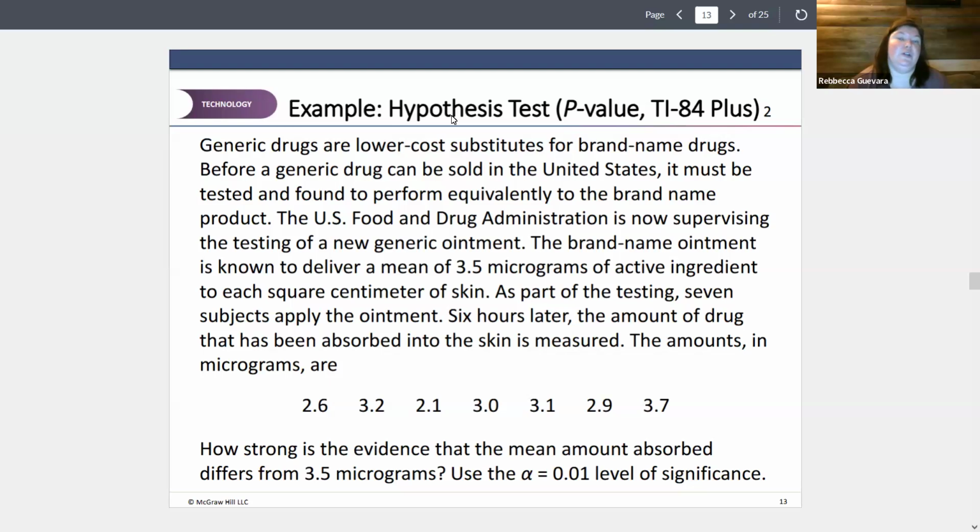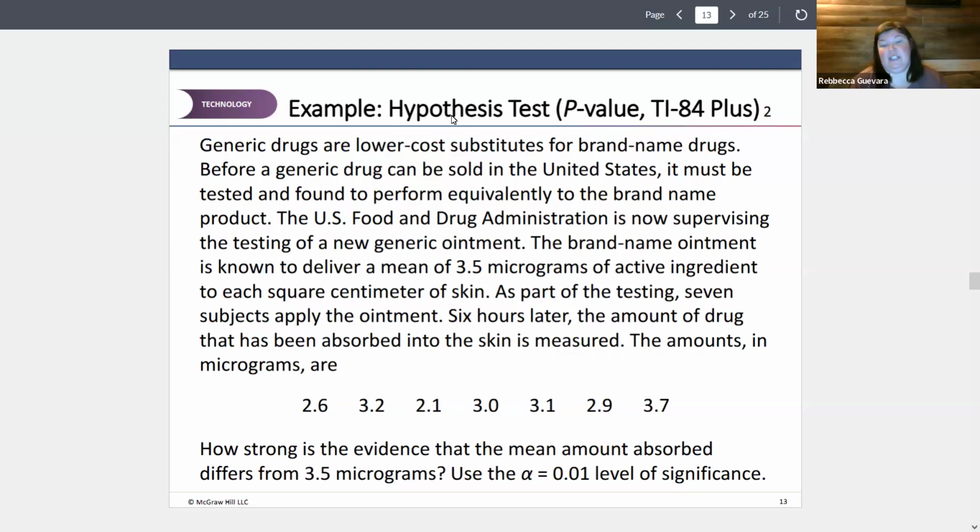The U.S. Food and Drug Administration is now supervising the test of a new generic ointment. The brand name ointment is known to deliver a mean of 3.5 micrograms of active ingredient to each square centimeter of skin that it's exposed to. As part of the testing, 7 subjects apply the ointment. 6 hours later, the amount of drug that has been absorbed in the skin is measured. The amounts in micrograms are 2.6, 3.2, 2.1, 3, 3.1, 2.9, and 3.7.